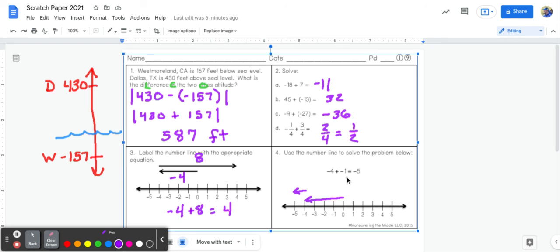So those are the solutions for our bell ringer number 19.